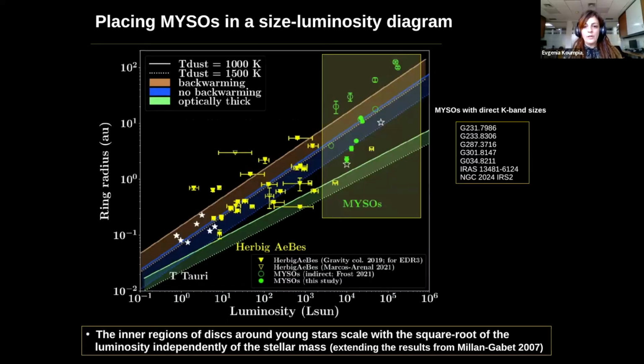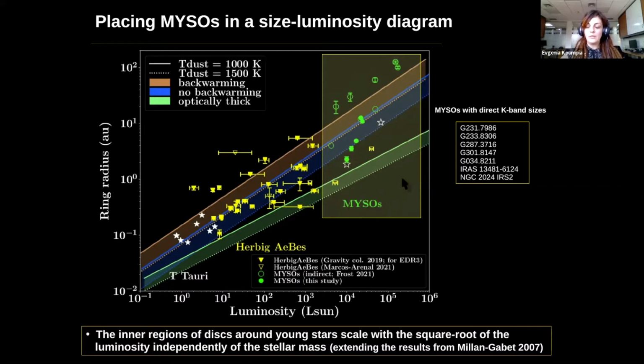So answering the first question, where is the inner rim located? Basically, we apply these geometric models for the 2.2 micron continuum, and we could extract the size of the continuum. And here I show a size-luminosity diagram. Here is the ring radius over luminosity. The shaded areas are basically where the inner rim is predicted to be located from disk models. It doesn't matter at this point the specifics of the model. And here is the area on the diagram where MYSOs are located.